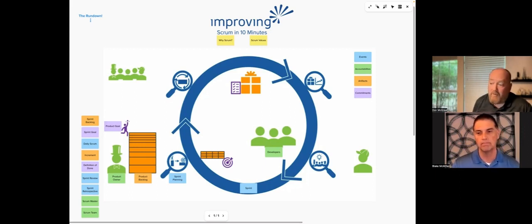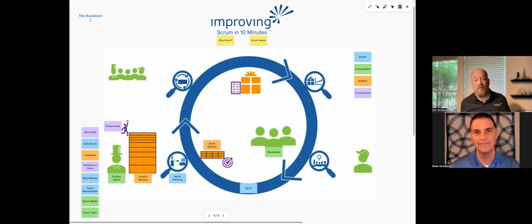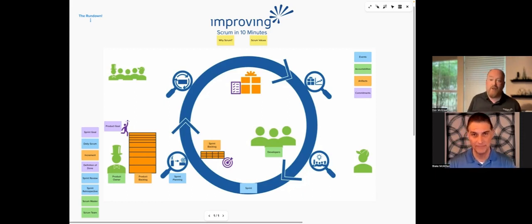The output of sprint planning is a sprint plan, or what we call in Scrum, a sprint backlog. They're synonymous. The sprint backlog is the developers' plan. It's their plan. They choose how much off the backlog to do. They choose how they're going to do it, who's going to do it. That's the sprint backlog.